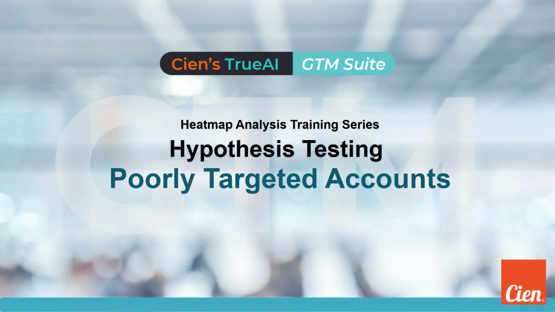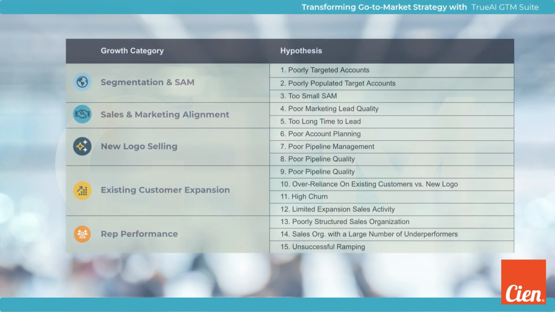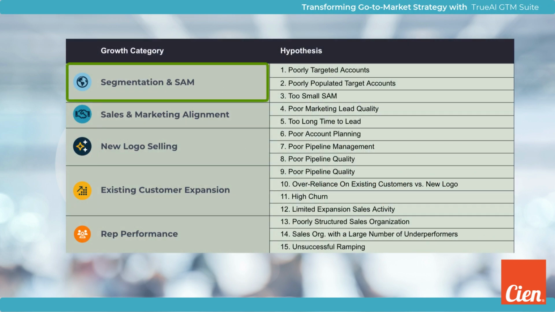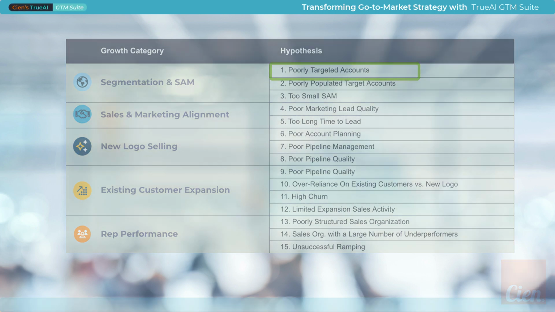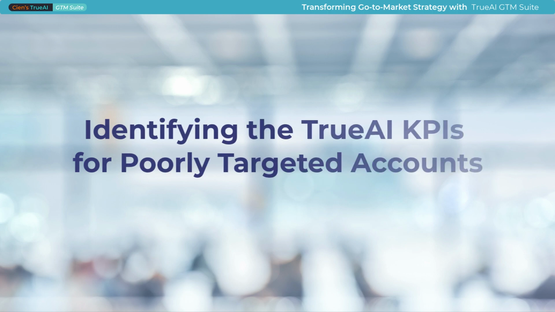In this video, we will show how to quickly test a hypothesis in the growth category segmentation in SAM. One common problem is reps being assigned a large number of accounts with low success propensity. While it may seem like they have many opportunities at their disposal, the lack of high-quality prospects makes it difficult to drive growth. To address this, we'll first identify the TrueAI KPIs that align with this hypothesis.